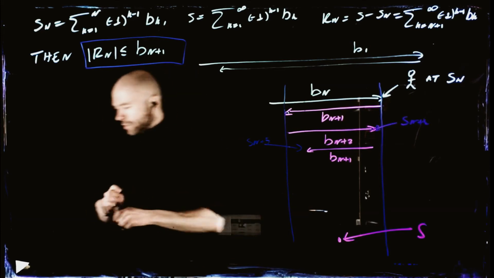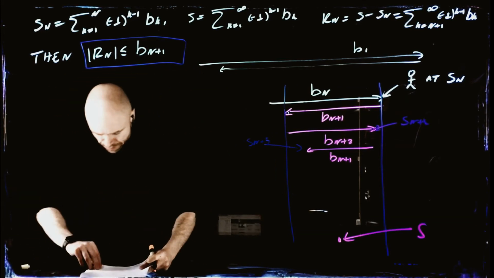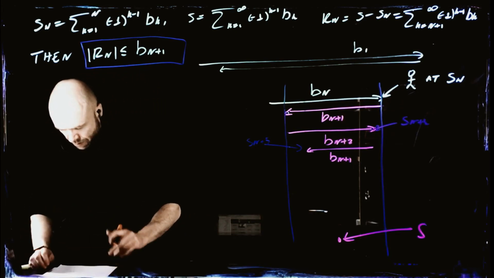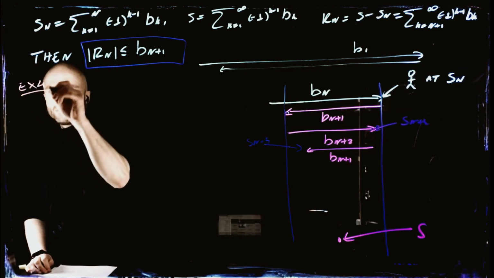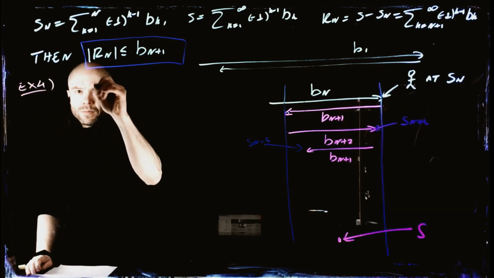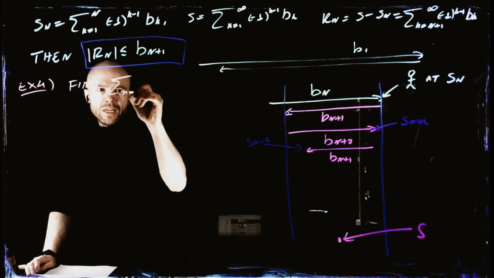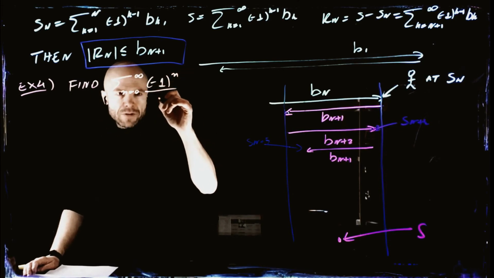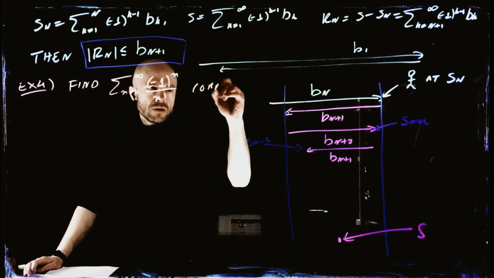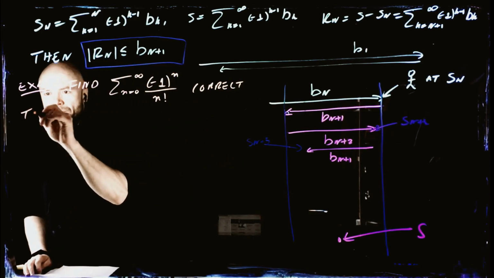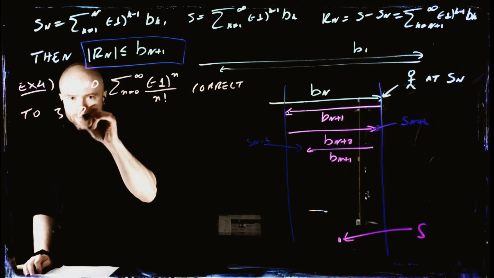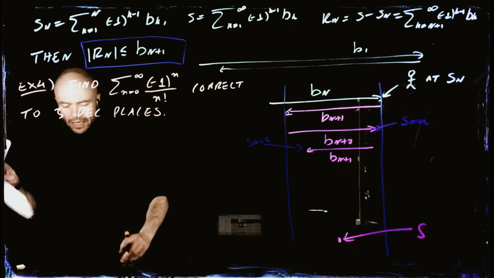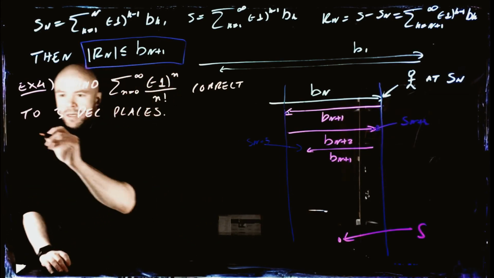Let's use this. This is our next example, example 4. Find the sum from n equals 0 to infinity of minus 1 to the n over n factorial, correct to 3 decimal places. Now, this is kind of a realistic thing you might want to do.